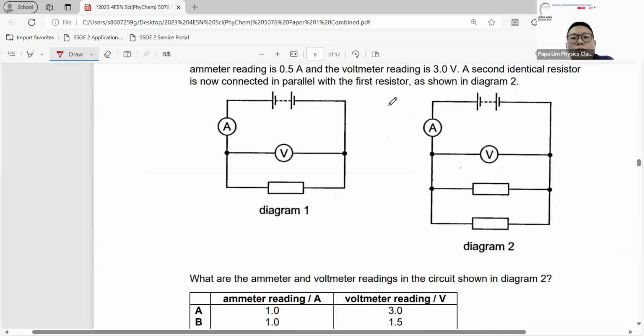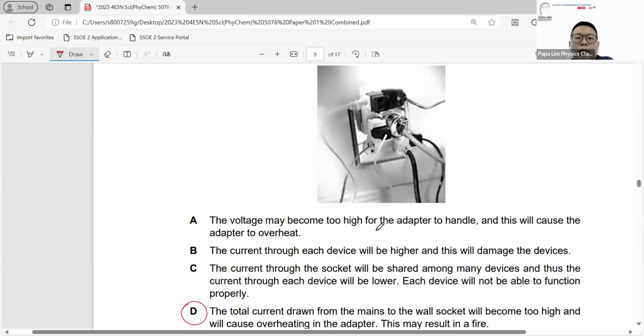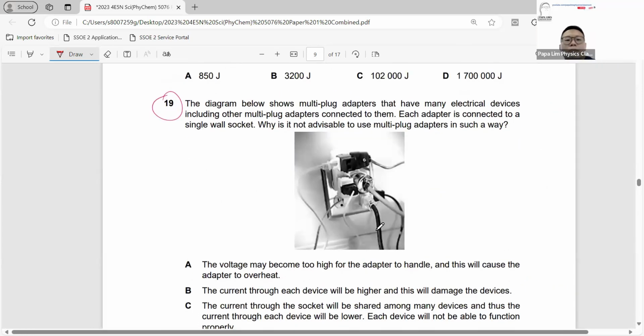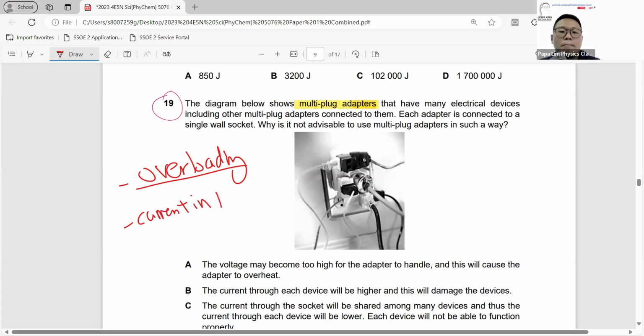Now, for question 19, we look at multi-plug. The most obvious thing with a multi-plug: the moment you see multi-plug, you know that one of the faults associated with it is overloading. And remember, the moment you see overloading, one of the main things that hits me straight away is the current in the main cable.